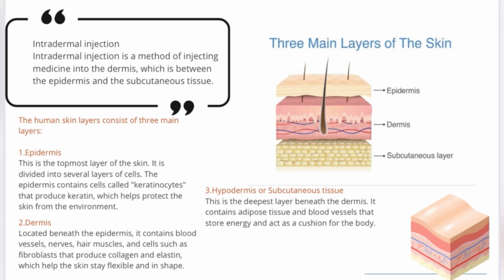The second layer is the dermis. Located beneath the epidermis, it contains blood vessels, nerves, hair follicles, and cells called fibroblasts that produce collagen and elastin, which help skin stay flexible and in shape. And the last layer is the hypodermis, or subcutaneous tissue. This is the deepest layer beneath the dermis. It contains adipose tissue and blood vessels that store energy and act as a cushion for the body.